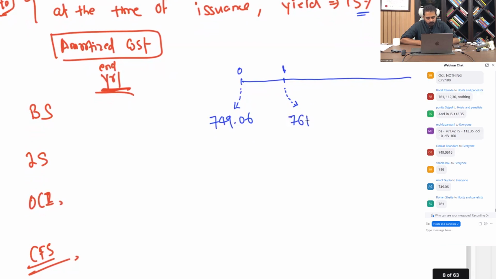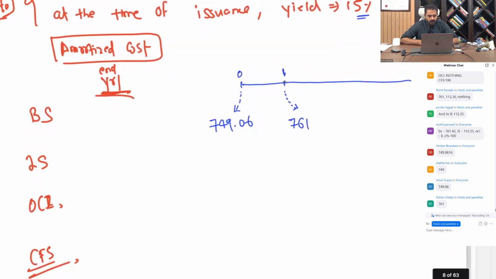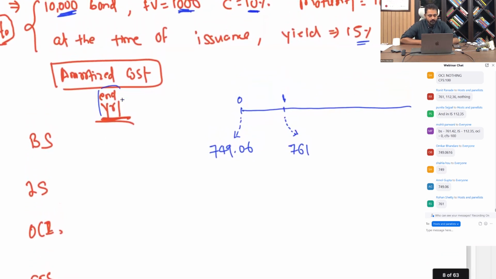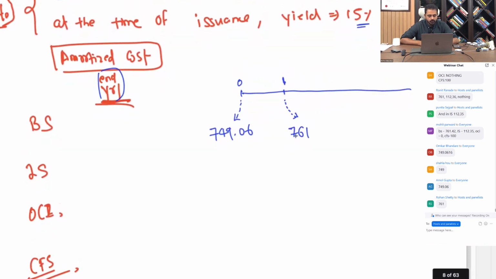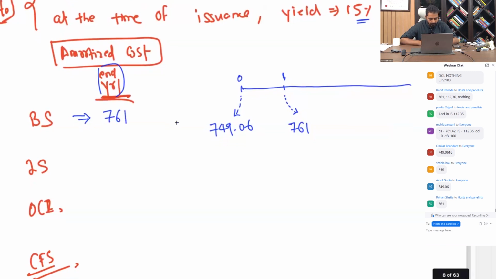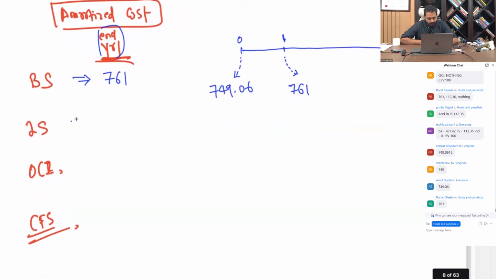761. Okay, 761. Now, I'm doing accounting at the end of year one. I want to put fair value on my books. So here, the value that I'm going to put, Ayush, is 761. Okay. How about the income statement?